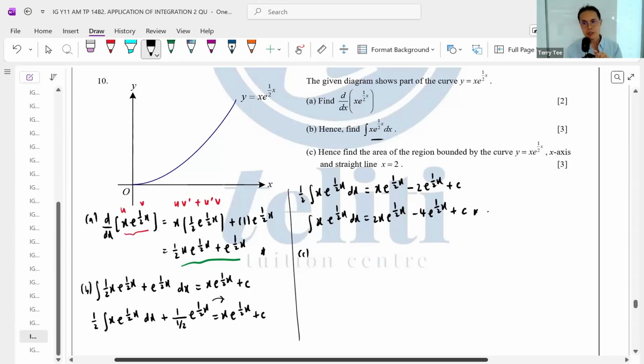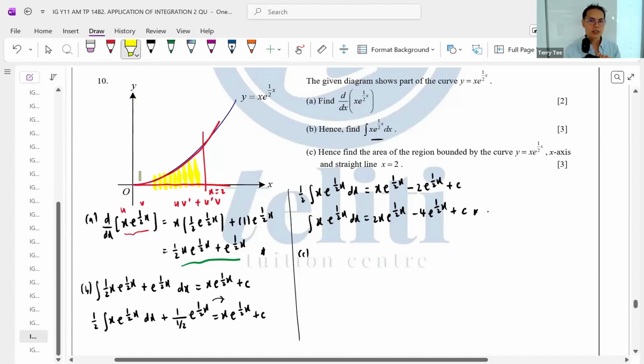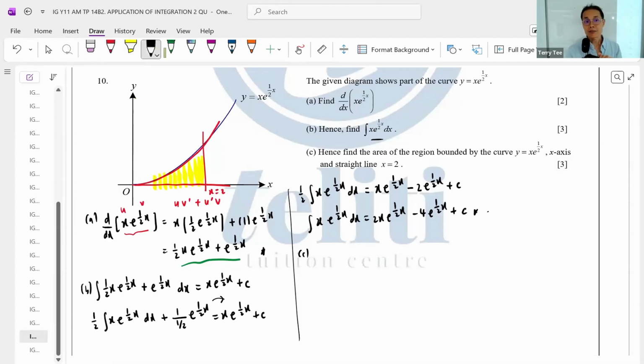Alright, next we're going to use the result to find the area bounded by the curve. Where's the curve? This is the curve. This is my x-axis. Straight line x equals 2, maybe it is here. So the region is actually here. I just use a different color. This one. So you don't even have to sketch, just to identify the limit. So your area will be the integration from 0 to 2 of x e power half x dx.